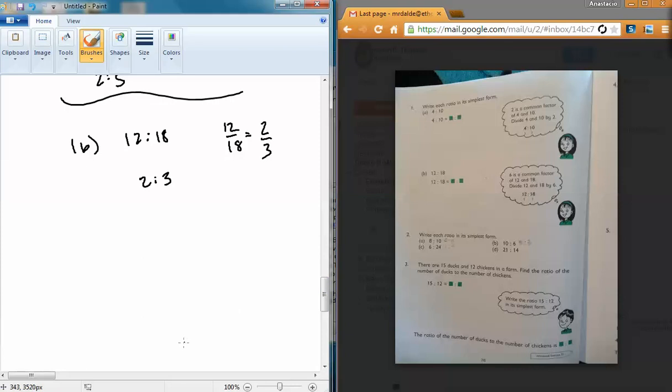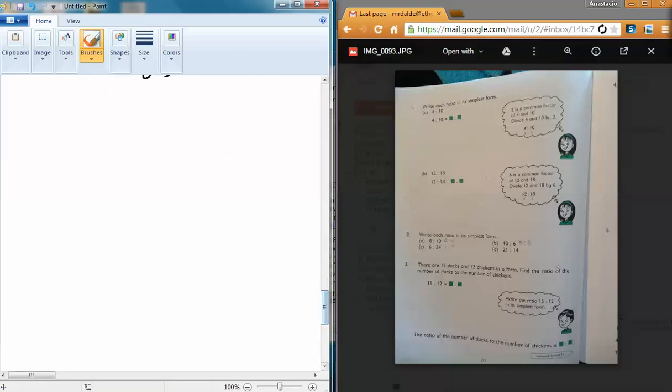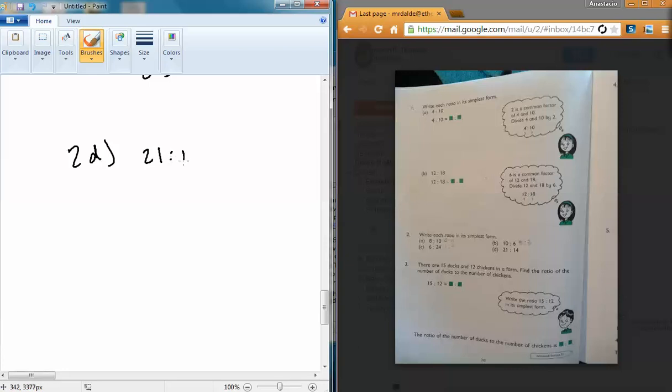It looks like they gave you the answers over here, so I'm going to let you guys figure that out. I think maybe I'll do 2D. I want to find the equivalent ratio of 21 to 14. I think of that as a fraction of 21 over 14. I can reduce that by 7. So I'm dividing 21 by 7. That would be 3 over 2. So really this ratio is equivalent to 3 to 2.